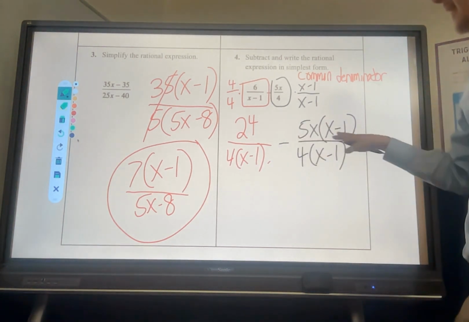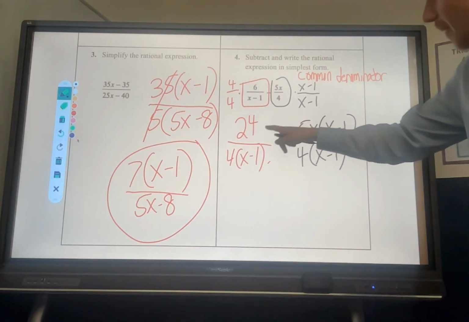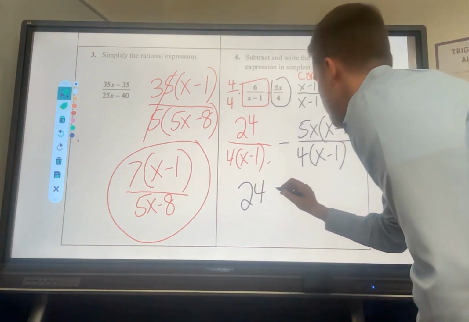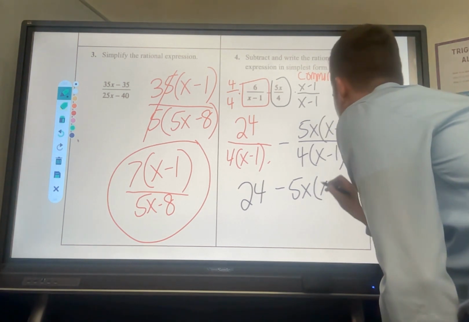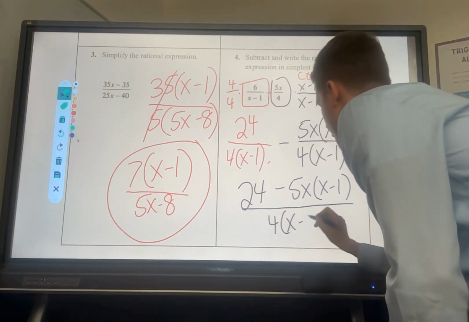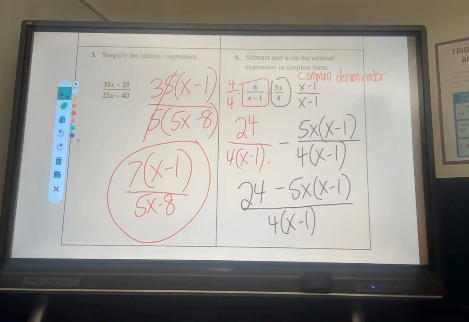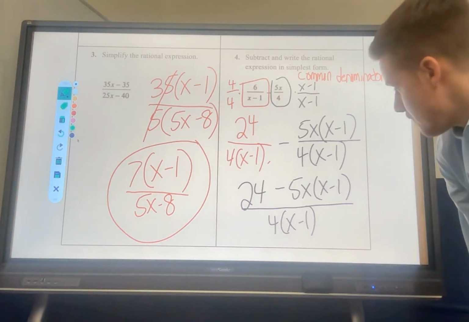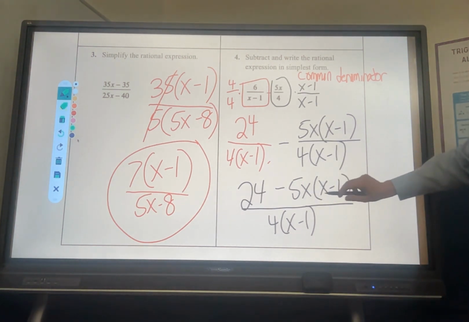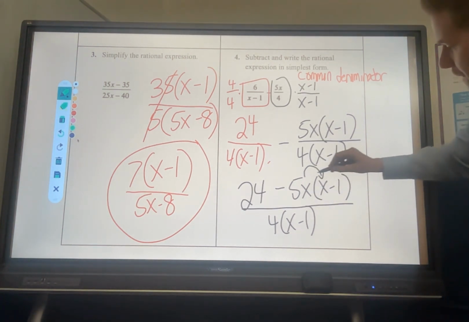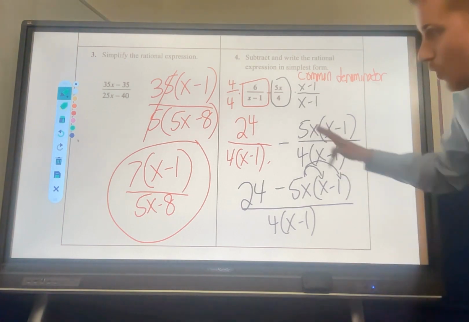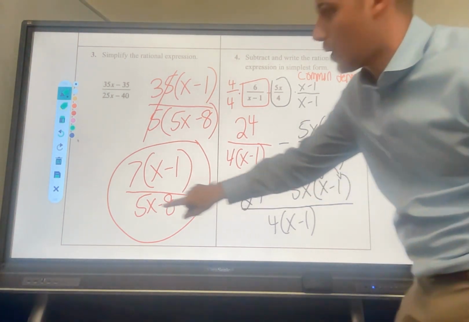And so once you have that common denominator, in our case 4 times x minus 1, we're able to go ahead and look at the numerator now. So now we're looking up top, and let's go ahead and simplify this down. So I've got 24 minus 5x times x minus 1 all over our common denominator of 4 times x minus 1. So our final step here, in order to get our final answer, we're going to need to distribute this negative 5x into both of these two terms here. So that's what we're going to do to go ahead and finish this. And so I'm going to go ahead and erase the work and just keep working on this question here, question 4.